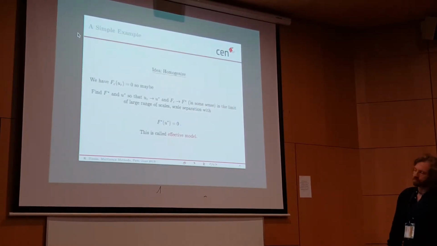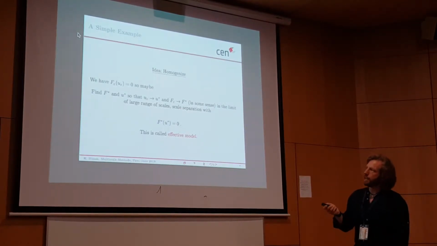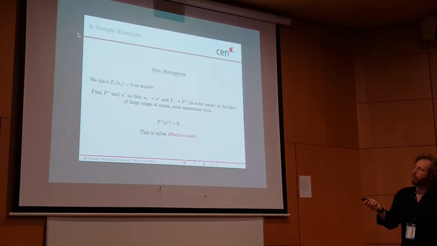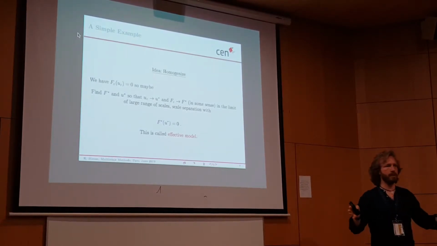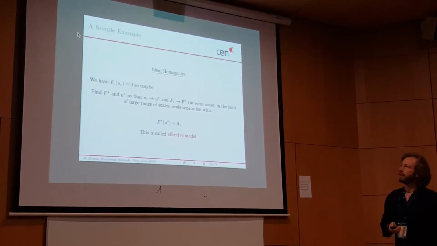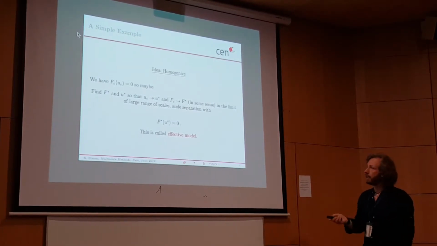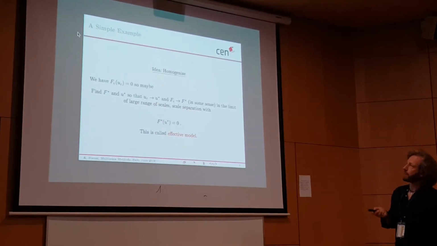A little example. So what could we do? One possible solution is, I have a model that involves small scales. Maybe I can find an effective model that basically describes the limit of my dynamics if the scale separation becomes large. So that's called an effective model.